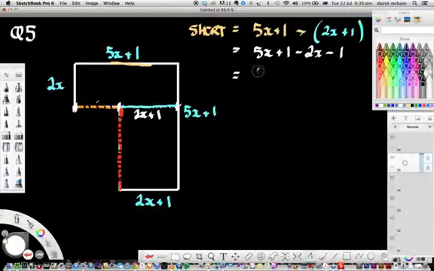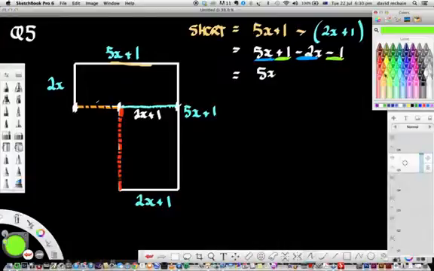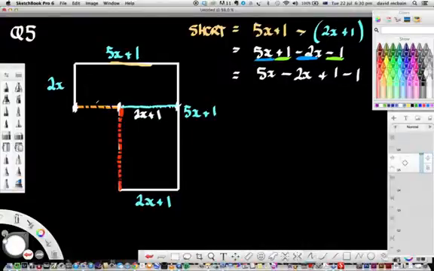So it's going to be 5x, grouping our terms, 5x and minus 2x are the x terms, and the number terms are plus 1 and minus 1. So it's going to be 5x minus 2x plus 1 minus 1. 5x, take 2x is 3x, and 1 minus 1 cancels out completely. So that distance there is 3x.